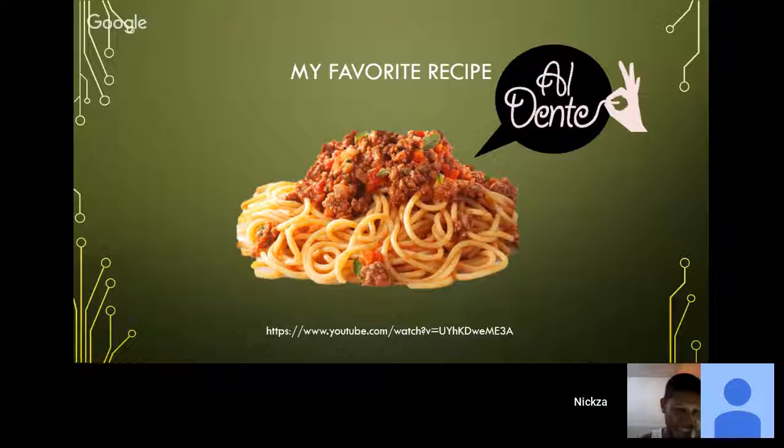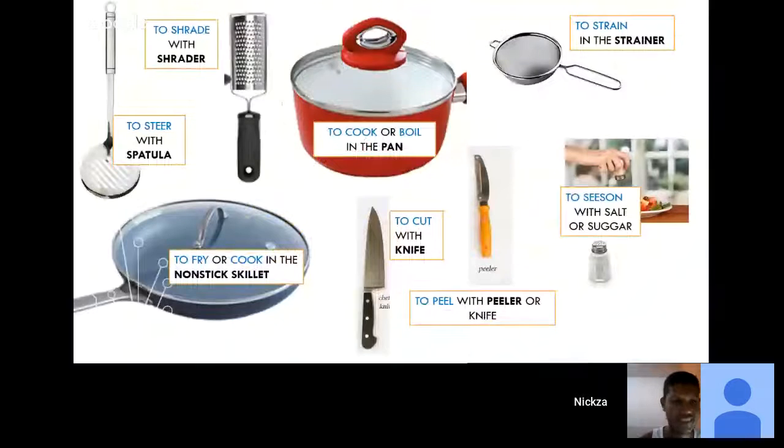Okay. Al dente is an expression used in order to describe that perfect moment when the food is not hard and it is not that soft. It is a medium point, which is like a perfect. So that means al dente. Okay, let's begin.